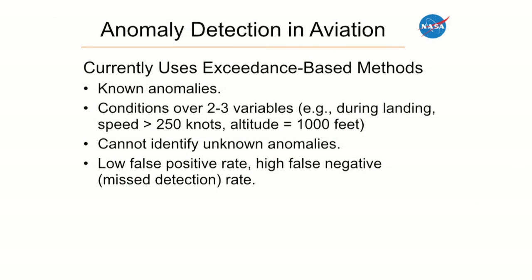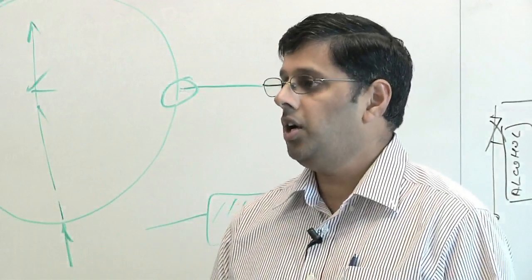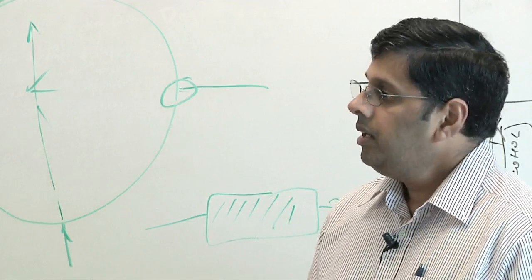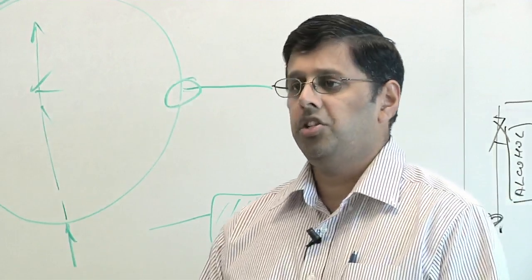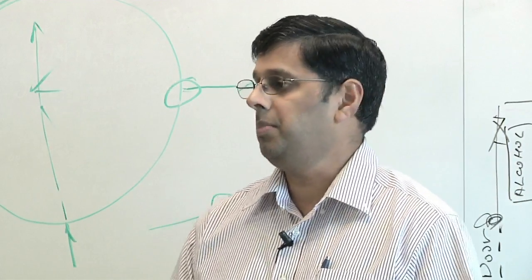Now, more specifically for anomaly detection within aviation, the current way that it is done, whether at the carrier level or within air traffic control, is that they use what are called exceedance-based methods. So there are certain anomalies that they know about that typically are conditions over 2 to 3 variables. You can think of them as maybe being rules.